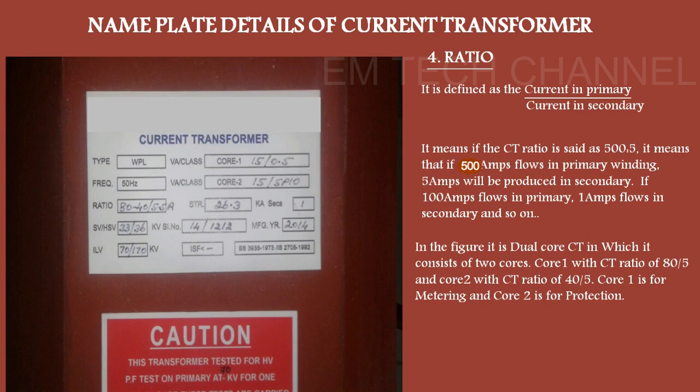In this figure, it is a dual core CT. You can see here the ratio is given as 80/40/5/5 amps. It means if the circuit is of 80 amps, you have to connect it to the first core, and if the circuit is of 40 amps, you have to connect it to the second core. Here you can see that the accuracy class is given as metering type for core 1, and core 2 is for protection type. So we can use it as per our application.